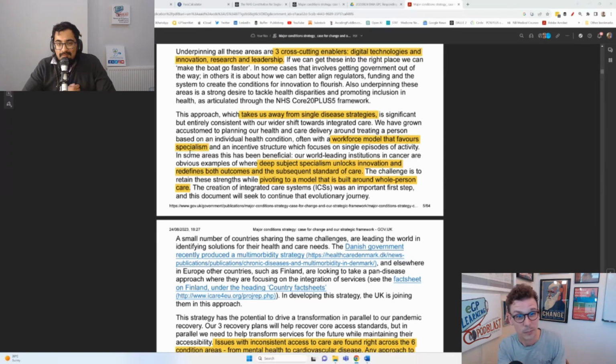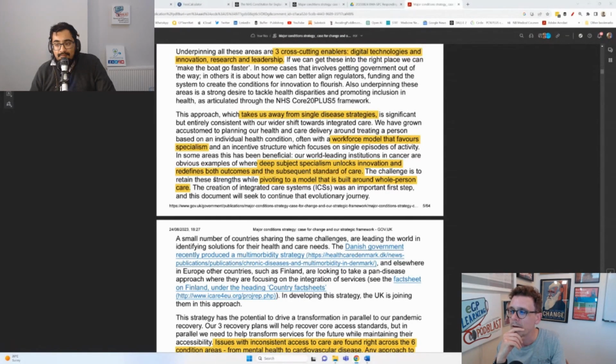I think that's quite interesting because the NHS is structured in a single disease strategy. You have a cardiologist who specializes in certain aspects of management of heart conditions, for example. That's a big part of how the NHS is structured and how it needs to be, to a certain degree. So they acknowledge that the workforce model favors specialism. And they say, deep subject specialism unlocks innovation and redefines both outcomes and subsequent standards of care. So actually you need deep specialization.